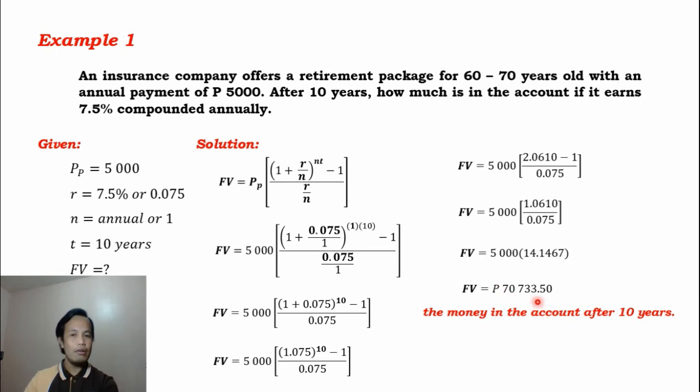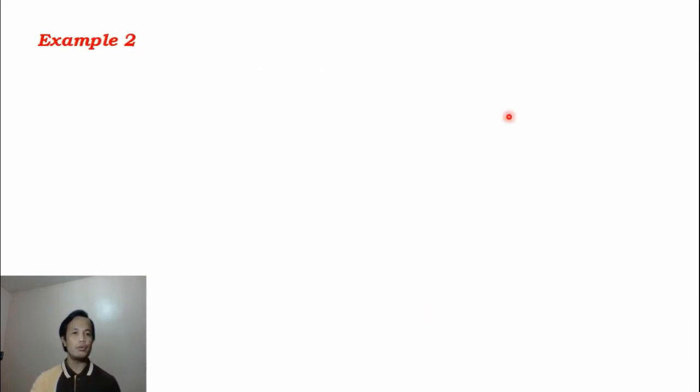This includes now the compound interest. The 5,000 pesos you paid annually within 10 years, with the interest of 7.5%, will now become 70,735.50. This is now the money in the account after 10 years. So let's proceed to example number 2.